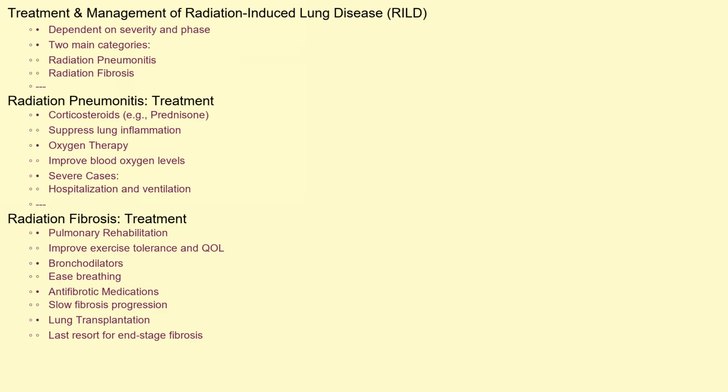For radiation fibrosis, treatment options are more limited. Pulmonary rehabilitation programs can help improve exercise tolerance and quality of life. Bronchodilators may be used to open up the airways and ease breathing. In some cases, antifibrotic medications, which aim to slow down the progression of fibrosis, may be considered. Lung transplantation is a last resort option for patients with severe end-stage radiation fibrosis.